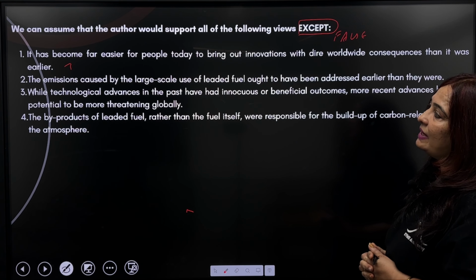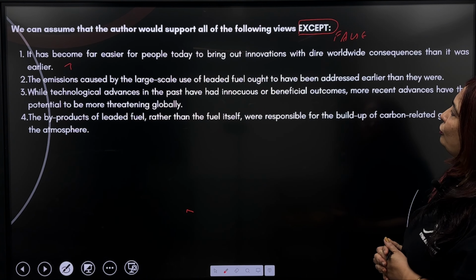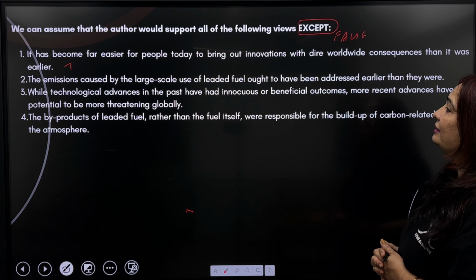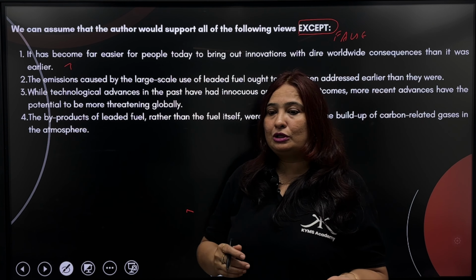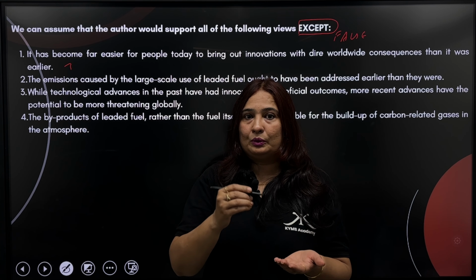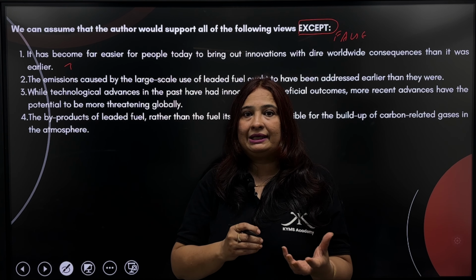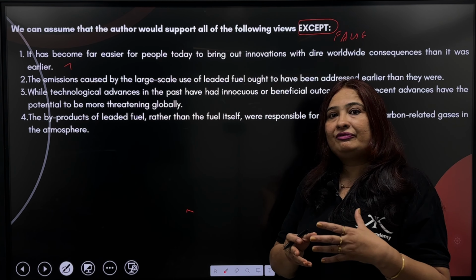The emissions caused by the large-scale use of leaded fuel ought to have been addressed earlier than they were. So as I told you earlier also, कि जो unleaded fuel थे उनके जो effects थे they were immediately apparent, but leaded fuel के effects they were not immediately apparent and it went on for decades. तो अगर पहले से पता होता तो definitely we could have addressed those effects also. So again this is something that the author is going to support. So again this is going to be true.